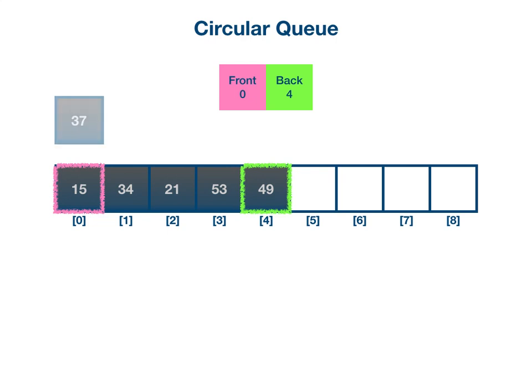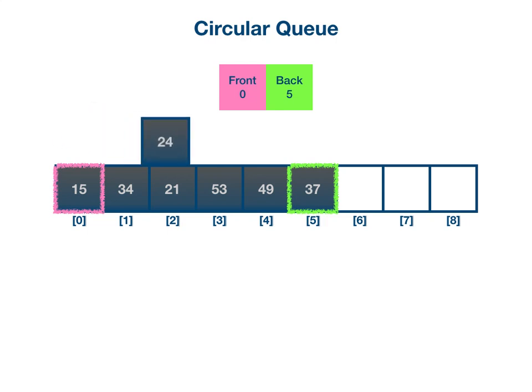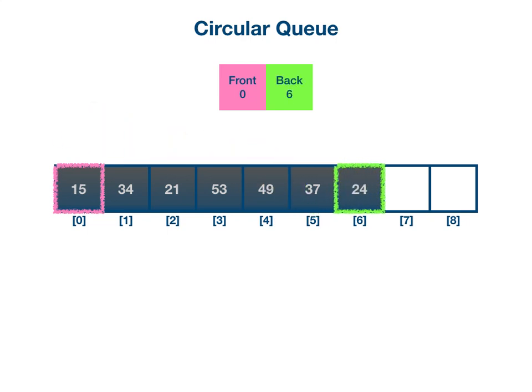Now suppose I add an element to this queue. I add 37. Just like with the regular queue, I place it at the next empty slot, then I update the back value to be 5, because that's now the current index of the back value. And I continue that whenever I add a value to the queue.